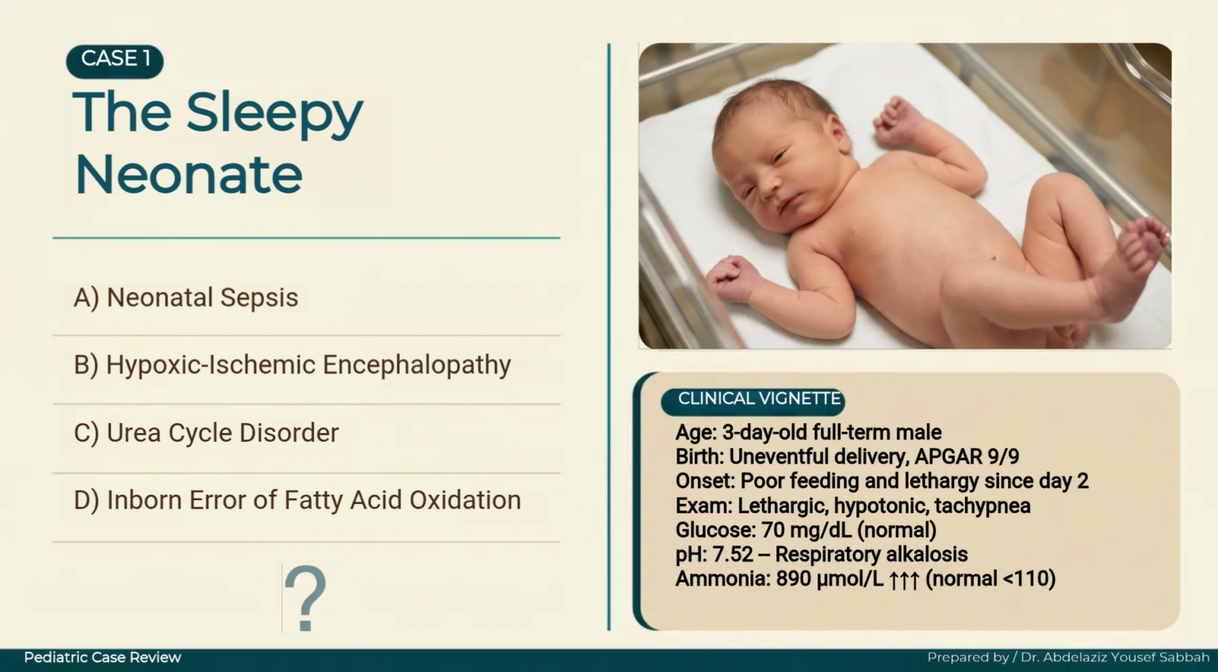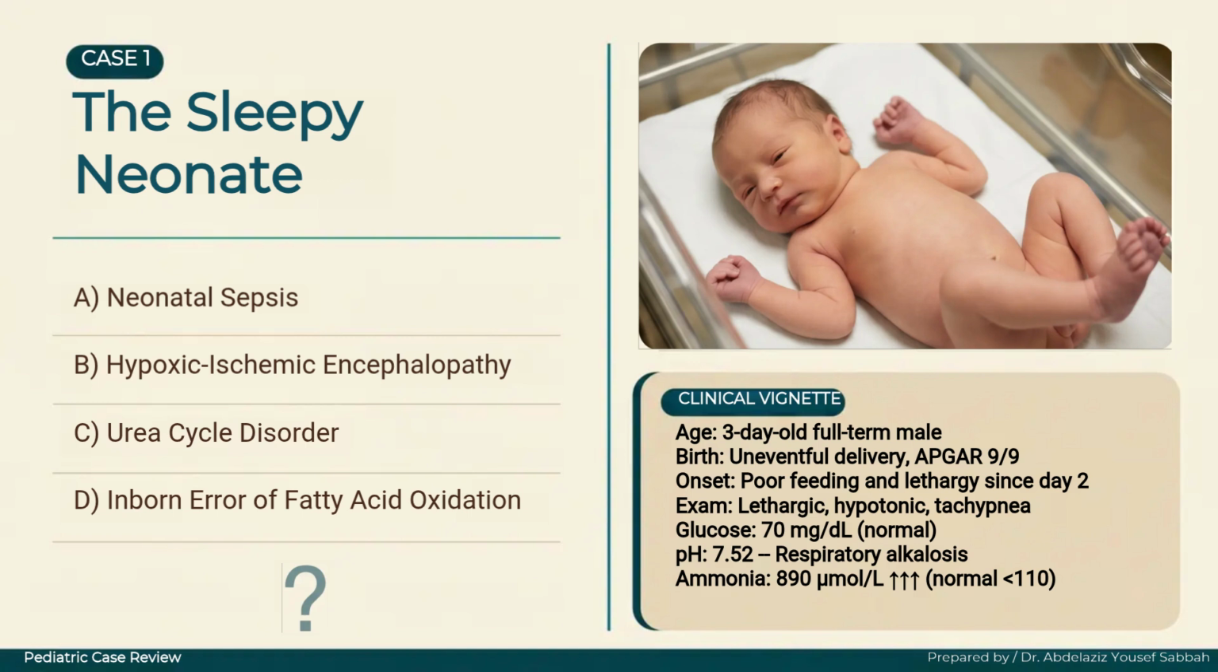A 3-day-old full-term male, uneventful delivery, APGAR 9 and 9, a baby who looked perfectly well at birth. Since day 2, poor feeding and lethargy. On exam, he's lethargic, hypotonic, and tachypneic. Glucose is normal at 70. The pH is 7.52, a respiratory alkalosis, and the ammonia is 890 against a normal under 110.